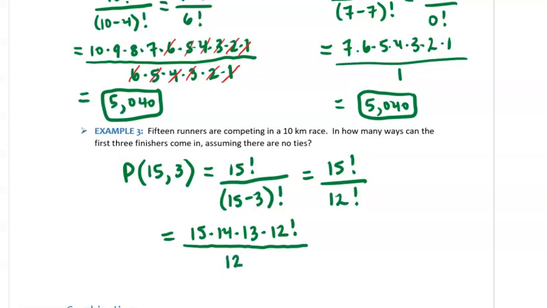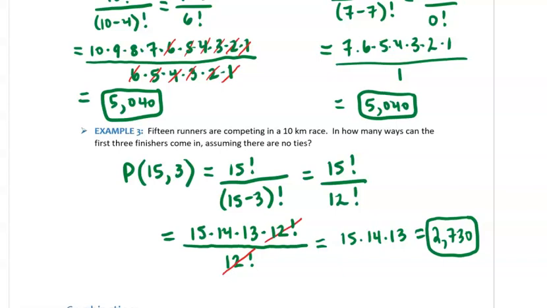And then in the denominator, we have a 12 factorial as well, which would be the product 12 times 11 times 10 all the way down to 1. And just as we've done before, notice that the 12 factorial in the numerator and the denominator would cancel if we were to simplify, which means that we would end up with 15 times 14 times 13, giving a final answer of 2,730. So there are 2,730 different ways that the 3 finishers can come in from a group of 15 runners.